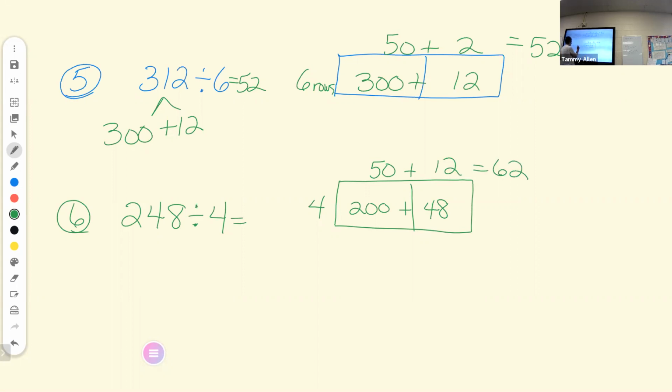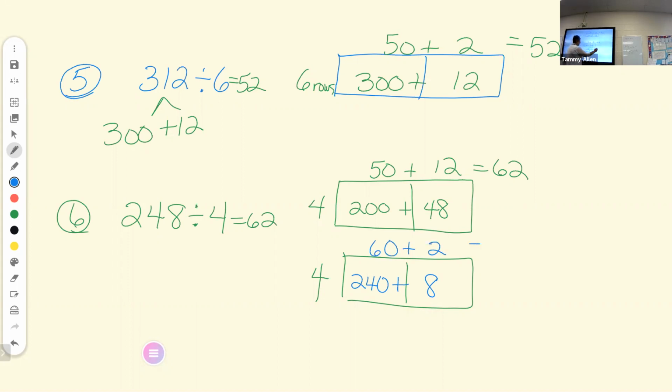Dang it. Did anybody split it out any other way? Oh, I did. I did 240 plus 8. What's 24 divided by 4? Well, it's technically 5. 24 divided by 4 is what? Oh, it's big. It's 60. So that would be 60 plus 2 gives us 62. Whoa. Okay? Write that one down.